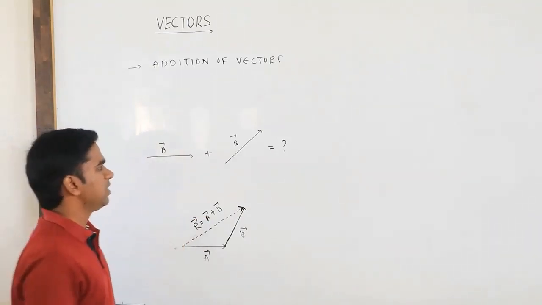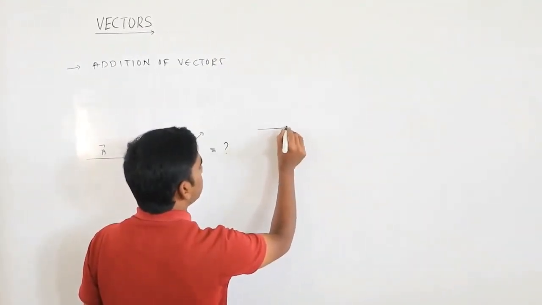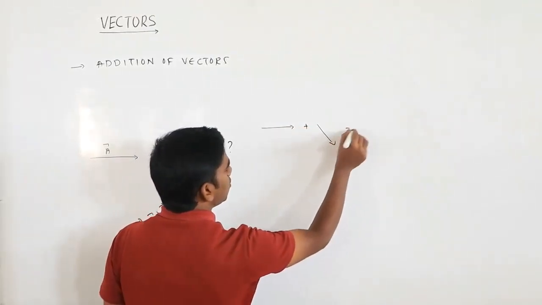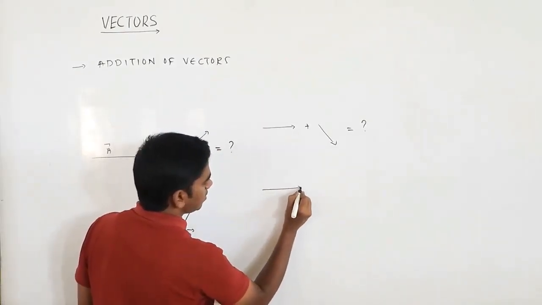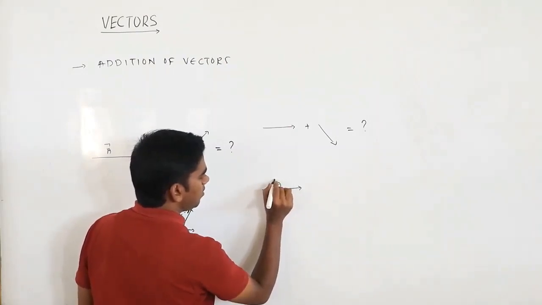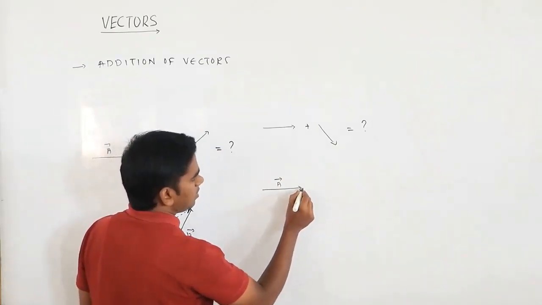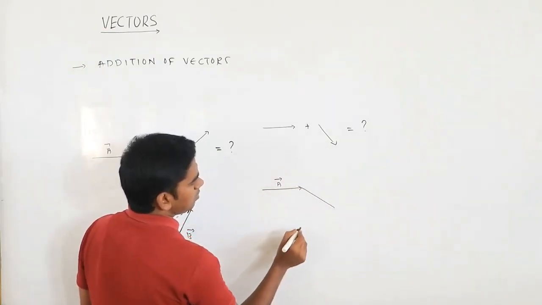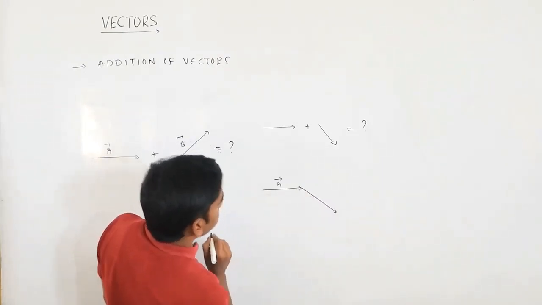Suppose you have one vector here, plus another vector, say in this direction. What will be the resultant? Just draw as it is. First draw the given vector, the first vector with the given length and direction. Next, draw the second vector in such a way that its tail coincides with the head of the first vector.